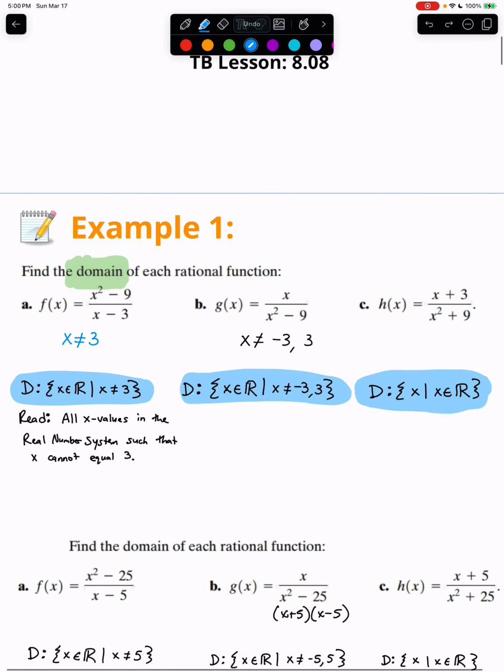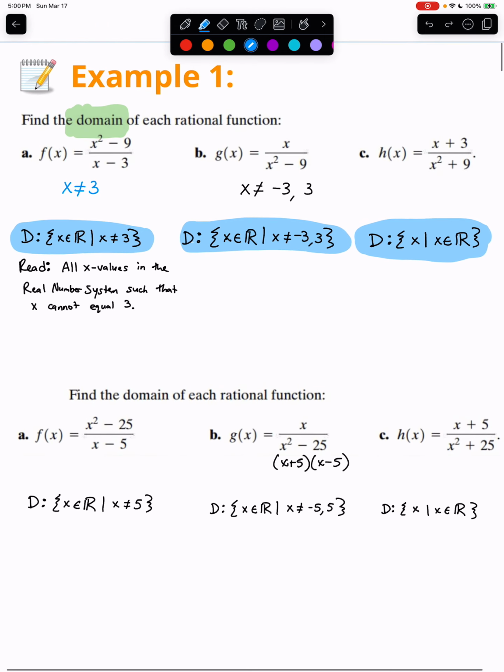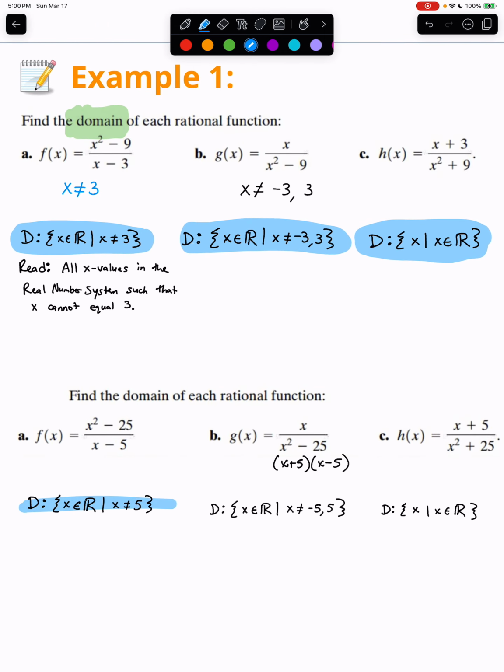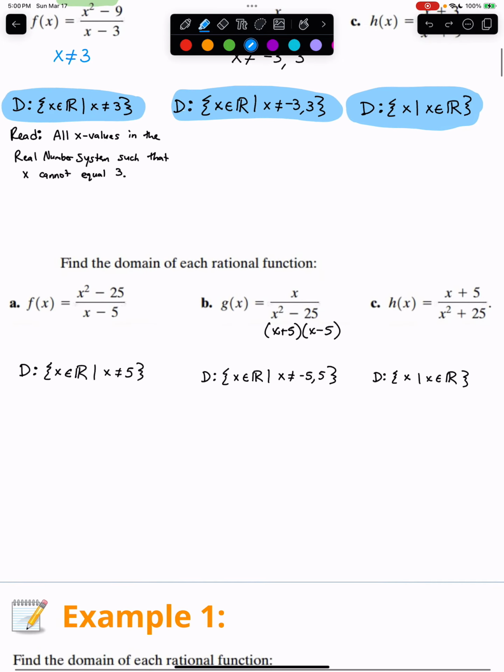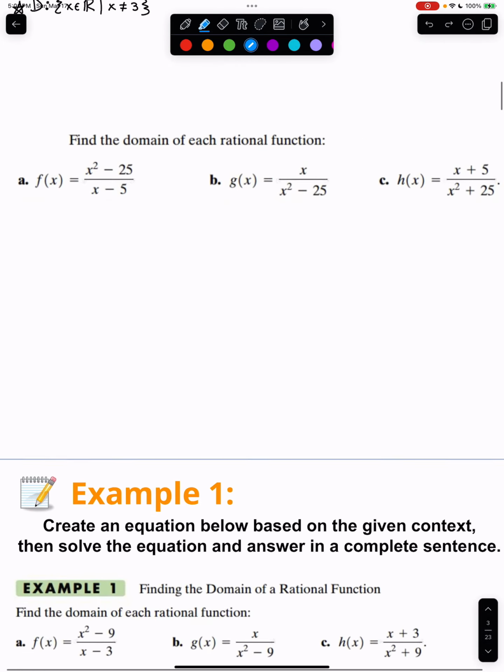All right, here's your answer reveal. Ta-da! How'd you do? What do you think? These ones. How'd you do on those? Hopefully all right. If you have any questions, feel free to email me. Let me know. We're going to continue on here.